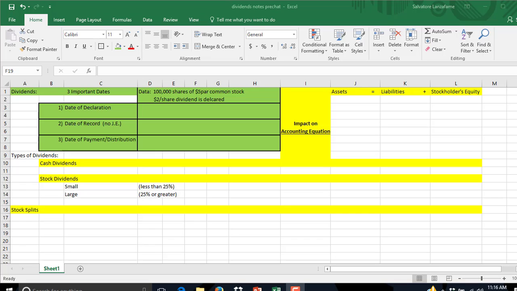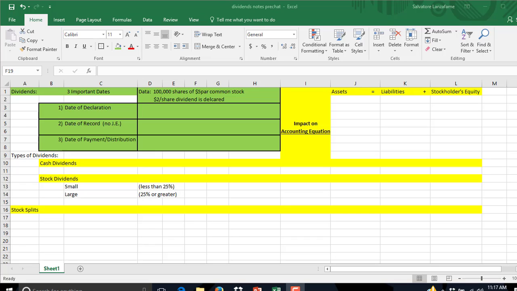So the journal entries that would be required would be for step 1 and step 3, or date 1 and date 3. So let's go ahead and do the journal entry for the date of declaration. To the right in columns D, E, F, G and H, I have some data. So let's pretend the company has 100,000 shares of $5 par common stock. That's what they have in their equity, in their portfolio. And the company declares a $2 per share dividend.